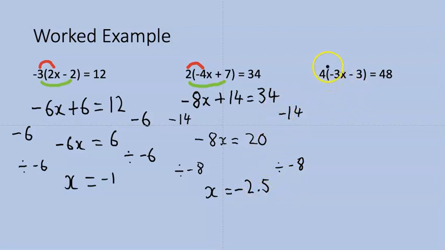Now with the third one, this time I've got a positive and they're both negatives. 4 times minus 3 gives me minus 12x. 4 times minus 3 here gives me minus 12. That gives me minus 48.